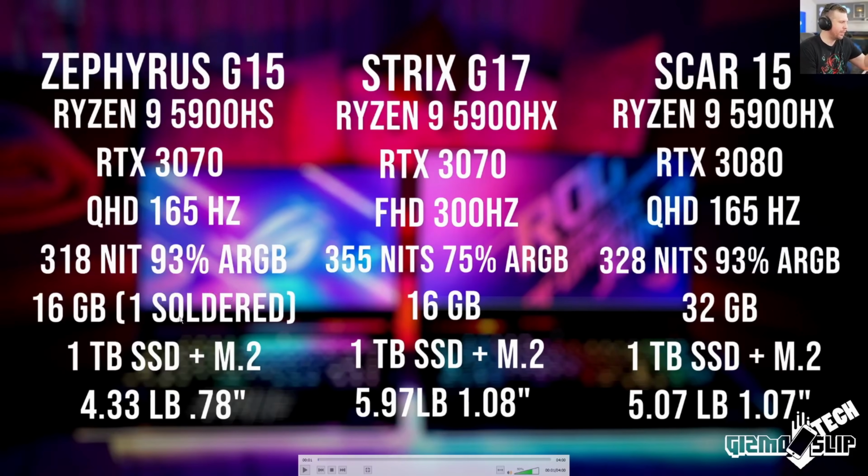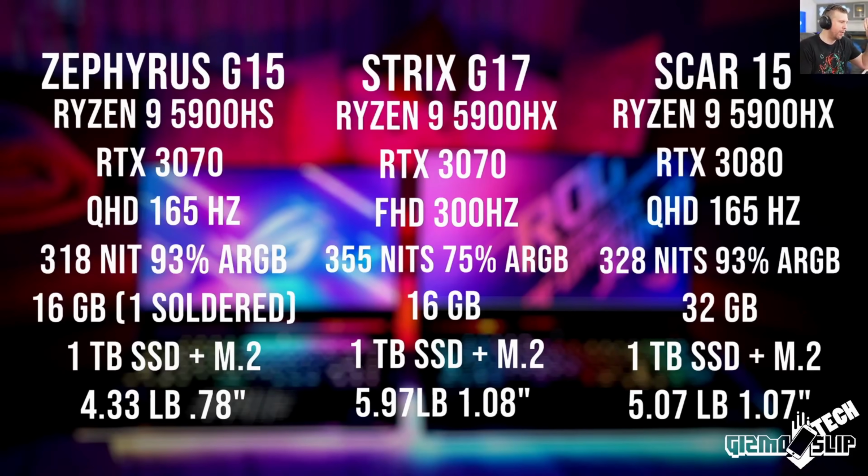The Zephyrus G15 has 16 gigs of RAM, as well as the Strix G17, and they're all DDR4 3200 megahertz. But the thing is, one of the sticks is soldered on the Zephyrus G15. So what this means is that if you want to upgrade your memory to 32 gigs or 64 gigs, and you want to maintain dual channel throughout the whole experience, you're gonna need to get the Strix G17 or Scar 15, or you can get the more expensive version of the Zephyrus G15 that comes with 32 gigs out of the box.